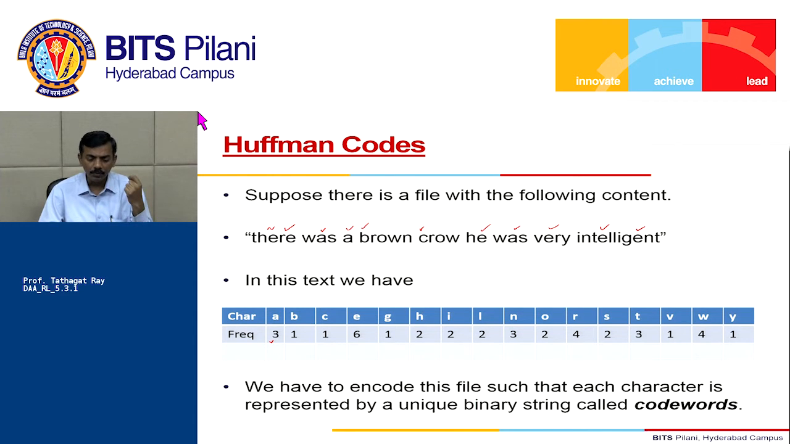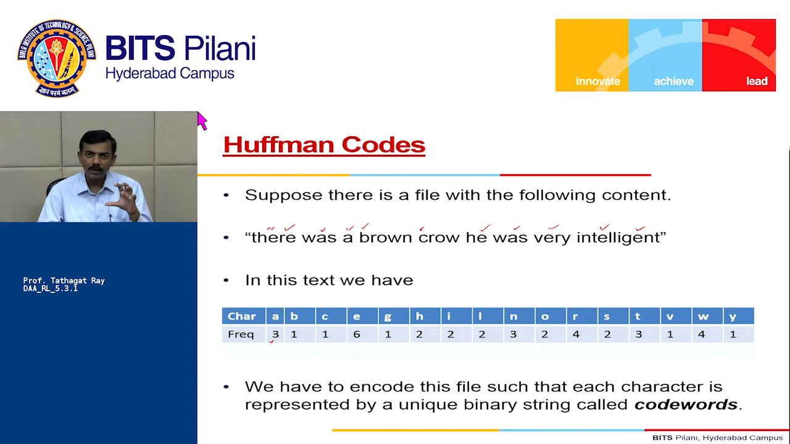So the problem is you want to encode this file such that each character is represented by a unique binary string, which we will call code words. So for every character you want to give a unique binary string, which is called a code word, and you want to encode this whole file. Of course, your objective is to encode it such that the size of your encoding is minimum, okay?